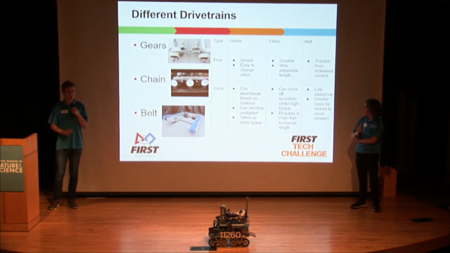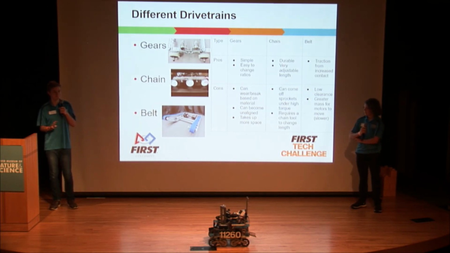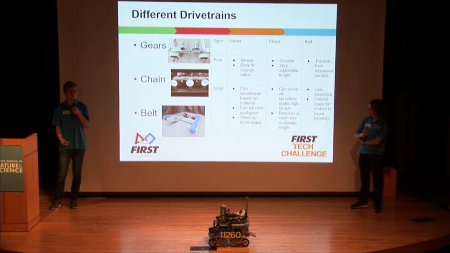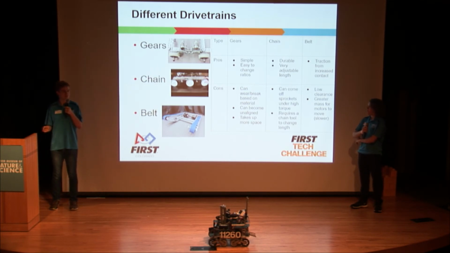All right, so here's drivetrains. The way you connect the motors to the wheels, to power the wheels, can either be done with gears, chain, or belt, which are the most common options. Gears are very simple, very easy to understand, and you can change the ratios between gears very easily by using different sizes. But gears, under certain high stress situations, can have damage, especially plastic gears. Chain is a very good option.